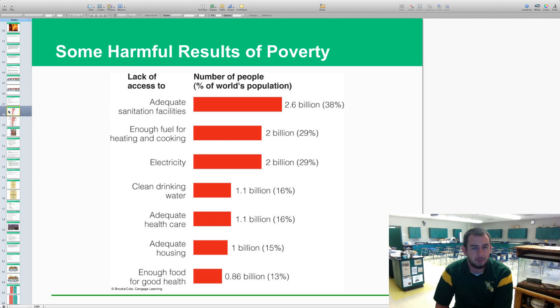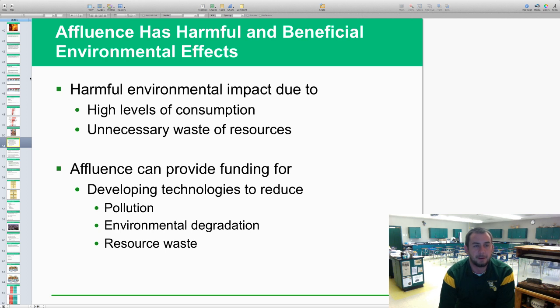So you look at this, the percentage of the world's population that actually has adequate sanitation facilities: 38%, which is less than 50. Enough fuel to heat and cook foods, 29%. Electricity, 29%. Clean drinking water, only 16% have clean drinking water. Adequate health care, 16%. Adequate housing, 15%. So you look at, overall in the world, you think about all these things. These are things we take for granted every single day, but a majority of the world does not have these. They're luxury. So kind of just an interesting thought there.